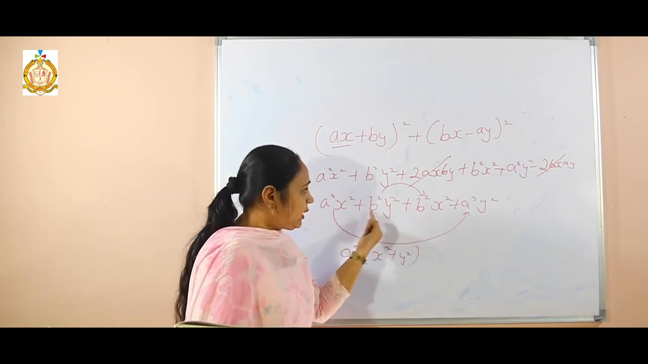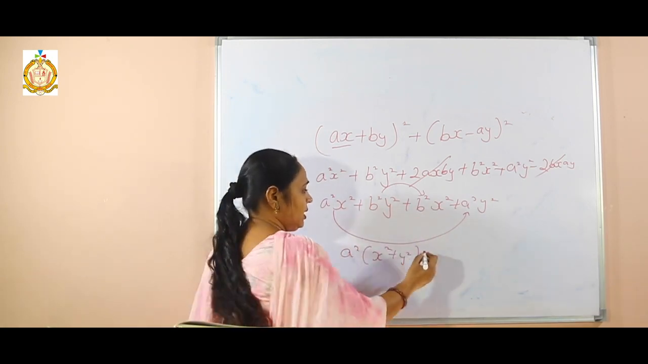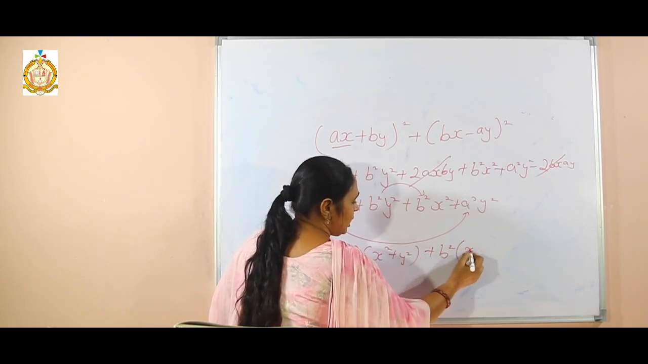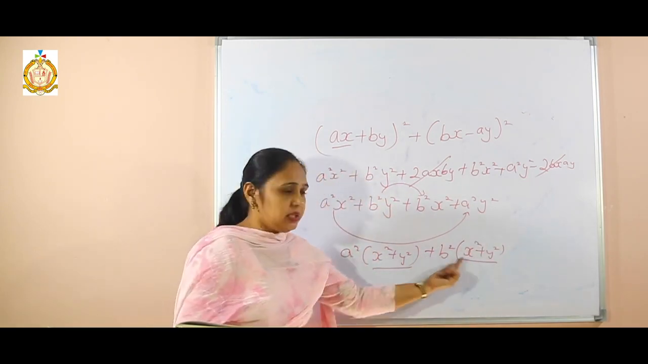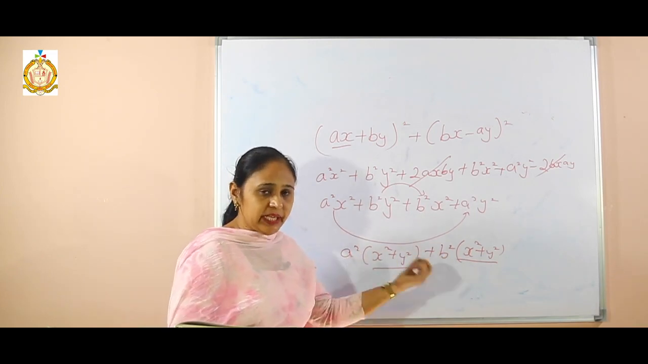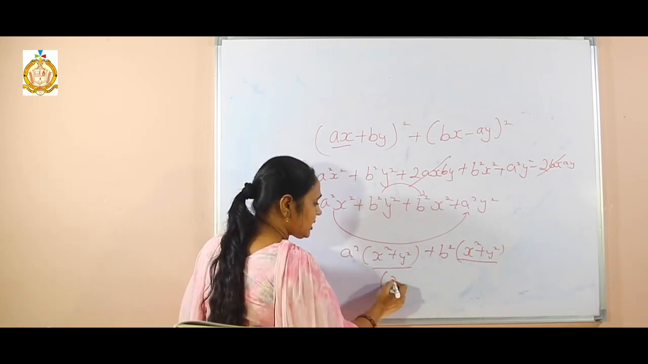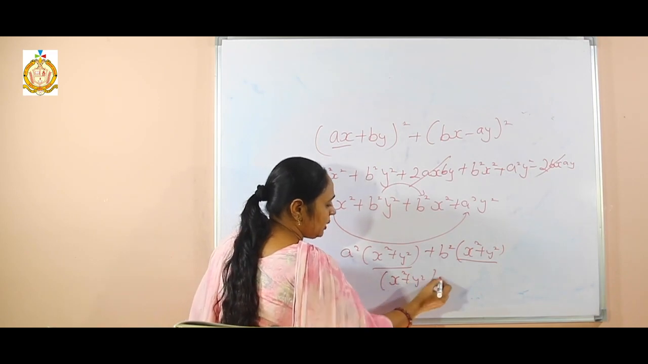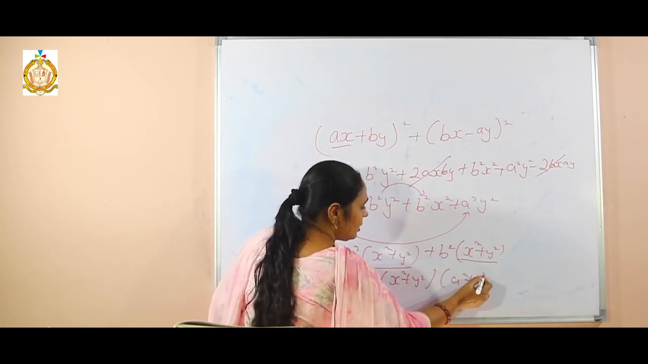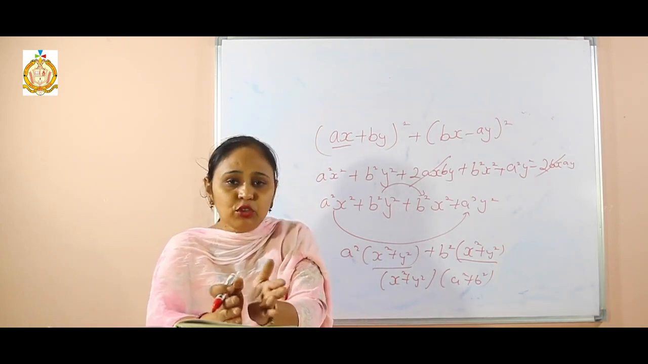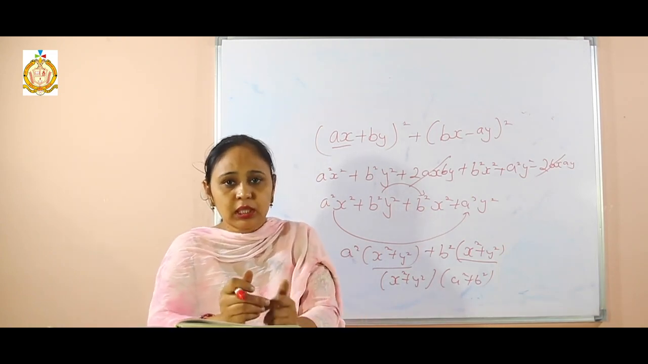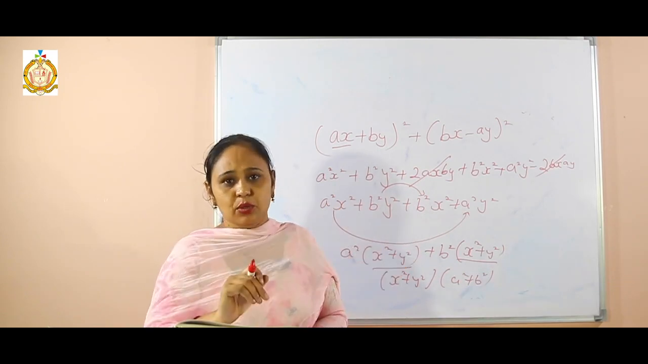In this group, what is common here? That is b square. I take b square common, again x square plus y square. Now see, again the same bracket is present. That means I will take it common. I take the x square plus y square common, inside a square plus b square. This is called the grouping. If nothing is common, we have to prepare the groups, then take the common factors outside.